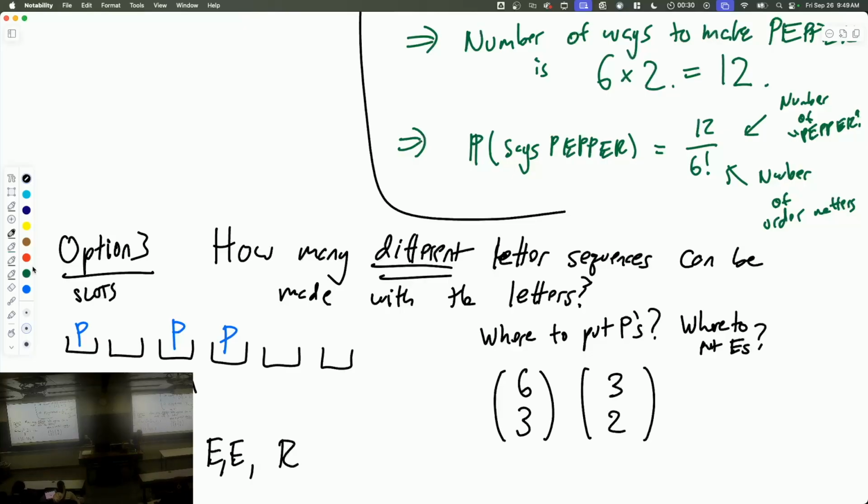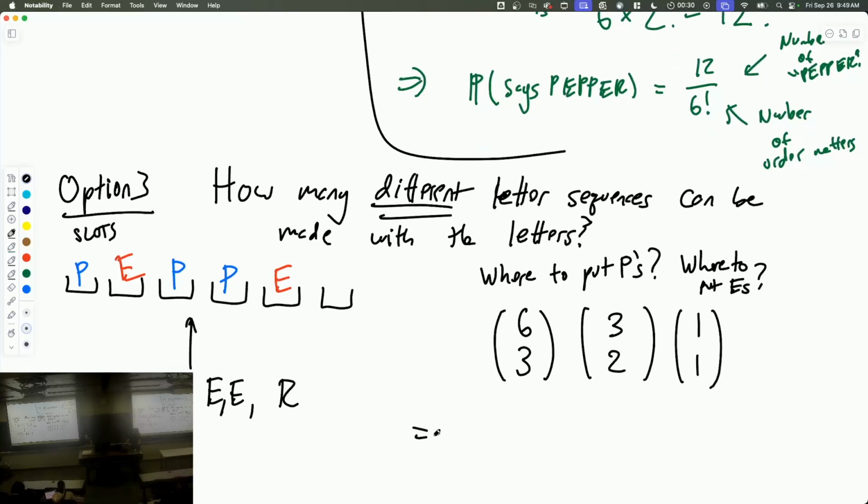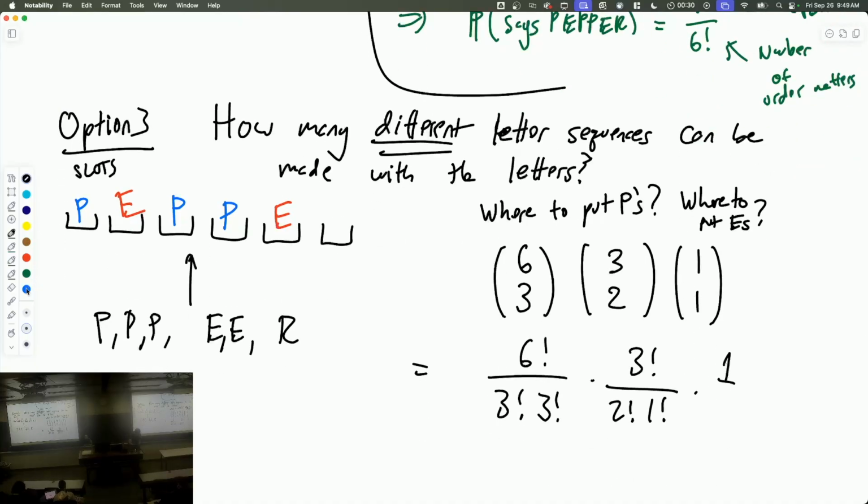And then last but not least, you got to put that R somewhere. There's only 1 slot left and 1 R, so the R is sort of forced. It goes in the last slot. 1 choose 1. Okay, and if you multiply all this out, this will be 6 factorial over 3 factorial times 3 factorial, times 3 factorial over 2 factorial times 1 factorial, and times 1. And then there's a bunch of nice cancellations. The 3's cancel, and you end up with 6 factorial over 3 factorial times 2 factorial, also known as 6 factorial divided by 12. That's what we got. So that's the number of different possible words you can make with these letters by choosing where they go sort of in order.